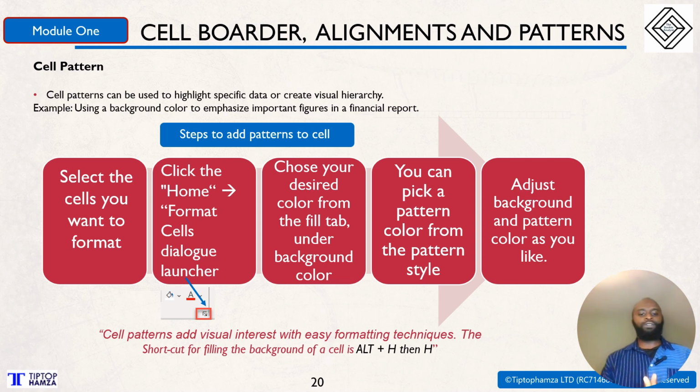So choose your desired color from the Fill tab under the background color. You can pick a pattern color from the pattern style, and you can adjust the background and pattern color as much as you like. And just as usual, you have shortcuts that you can use, and there are many other pattern formatting options that you could do. So as you go, you explore, and then you get to understand some things in Excel.